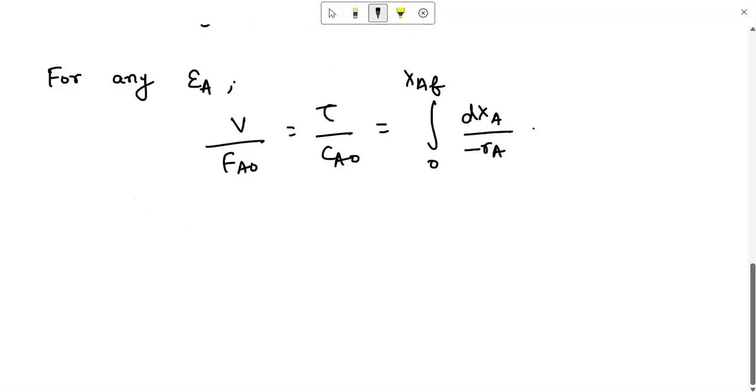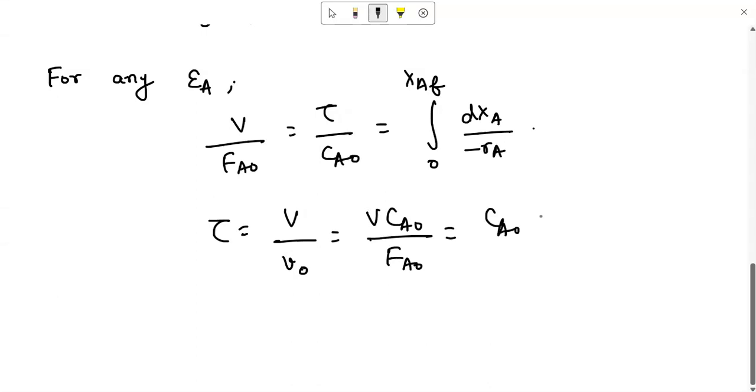Or you can also write tau equals V by v0 equals V CA0 by FA0 equals CA0 times the integral from 0 to XAf of dXA by minus rA. This is for the general case, when you can calculate the volumetric ratio if you have a gaseous fluid working in it with variable density.